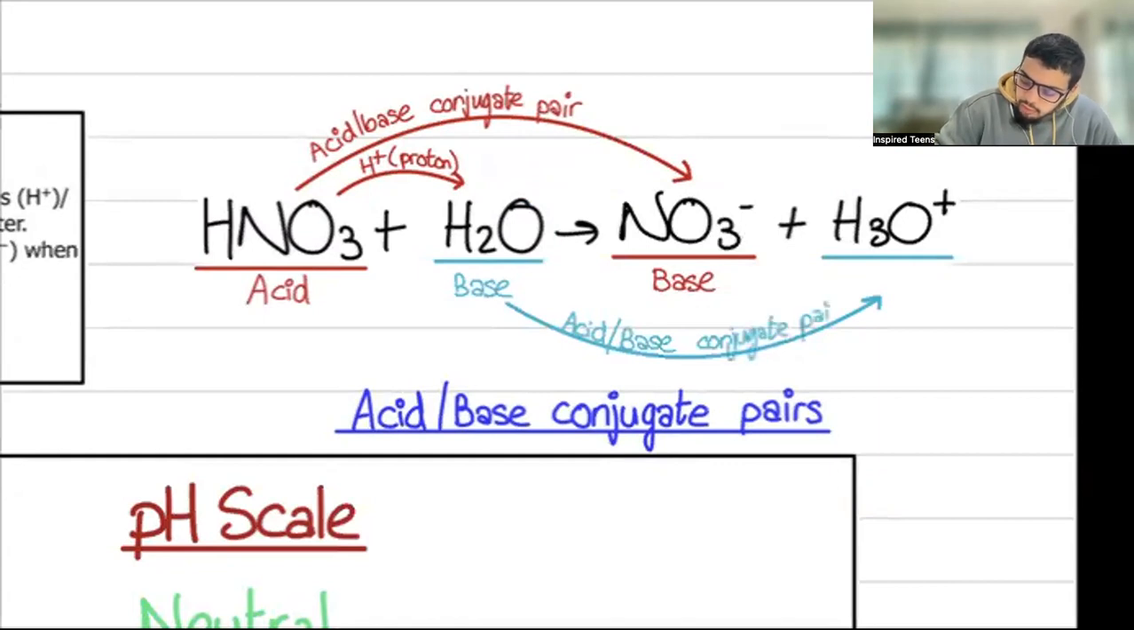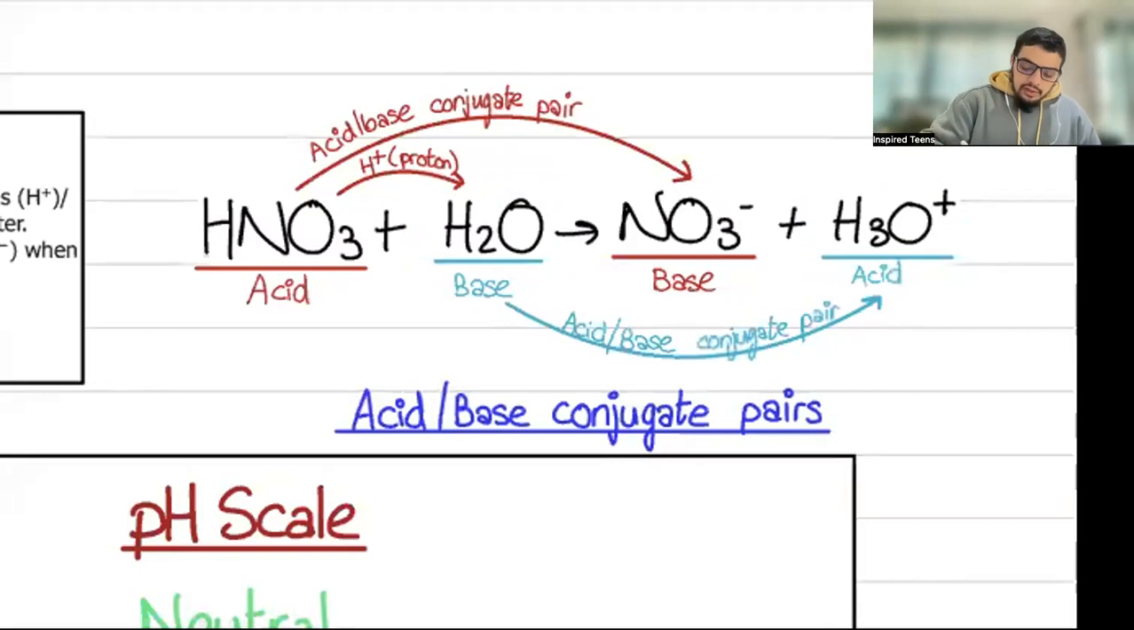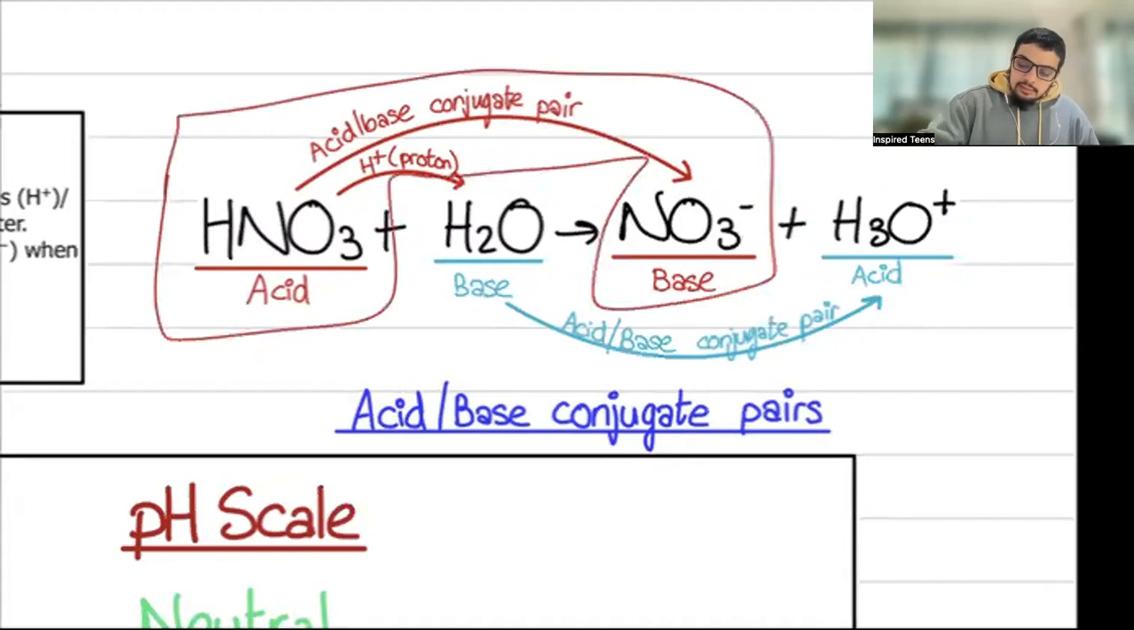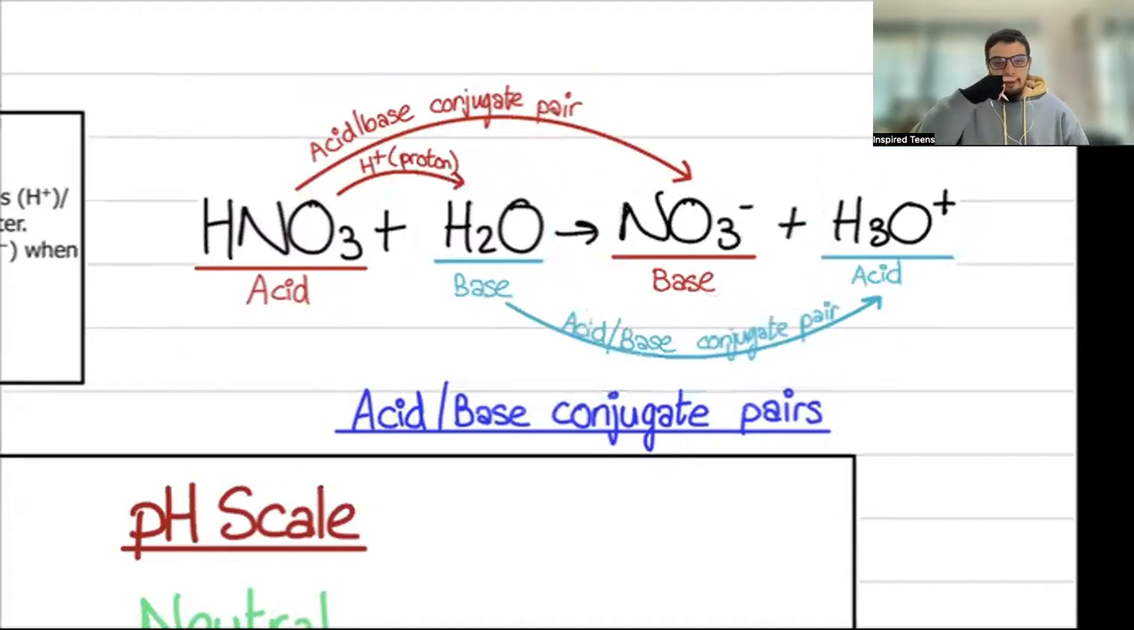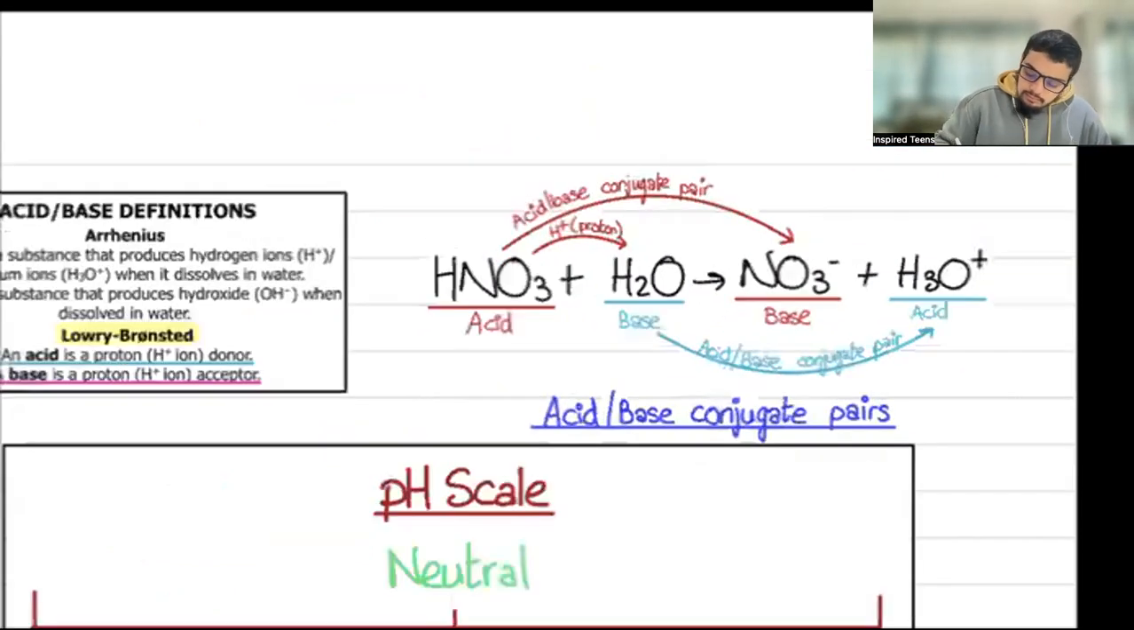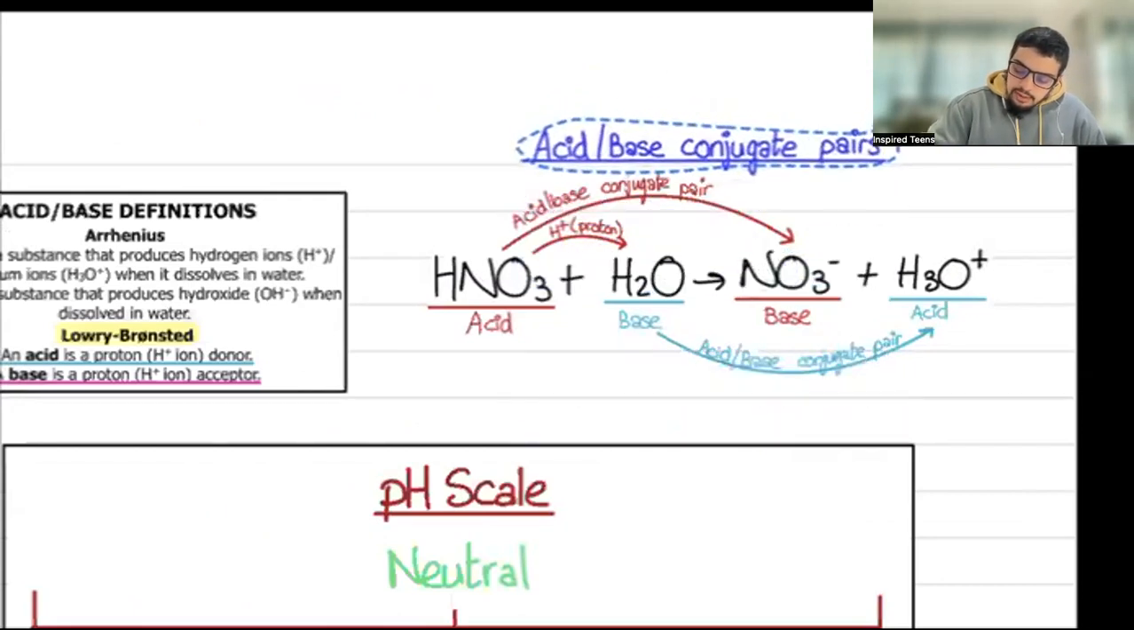Of course we have to have one acid and one base. H2O is already acting as a base, so its conjugate pair would be an acid. We call it its conjugate acid pair. H2O and H3O plus are conjugate acid-base pairs. So there are two pairs here. The first pair is HNO3 and NO3 minus, that's an acid-base conjugate pair. And the second pair is H2O and H3O plus, that's also an acid-base conjugate pair. Okay, so that's how we determine it.